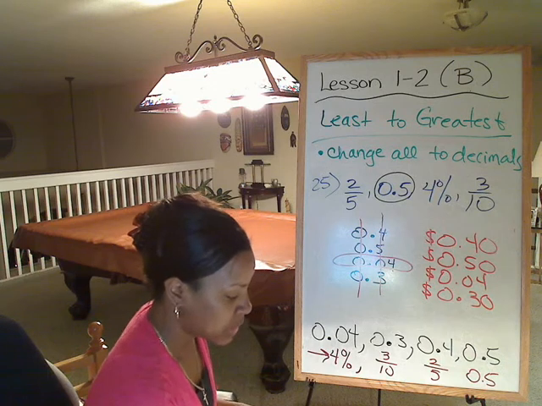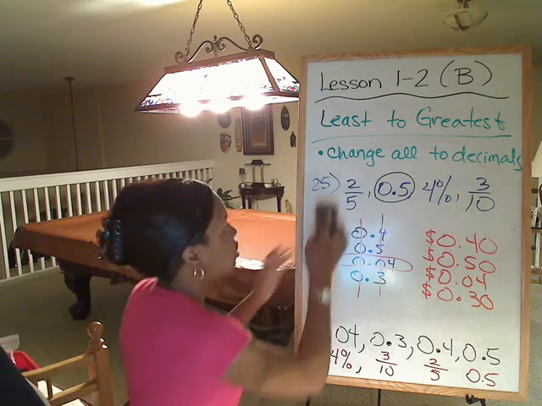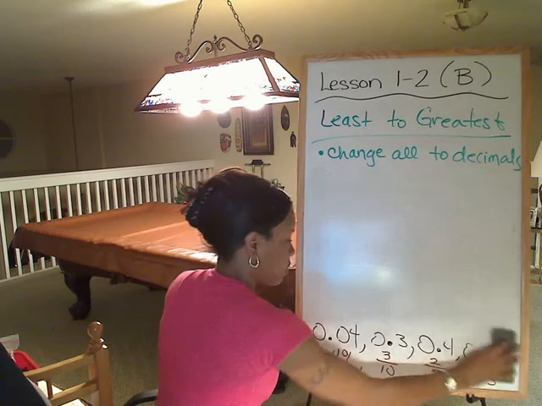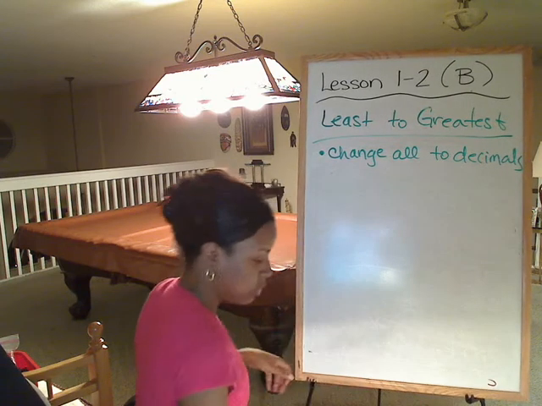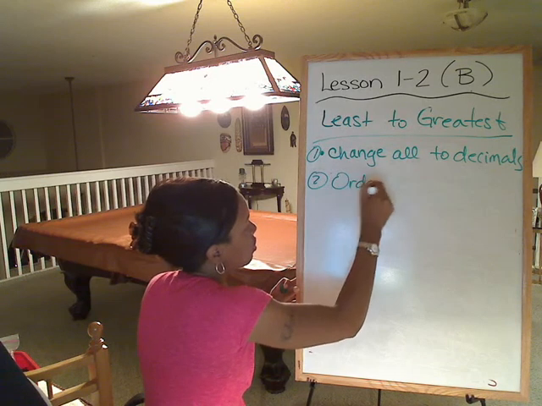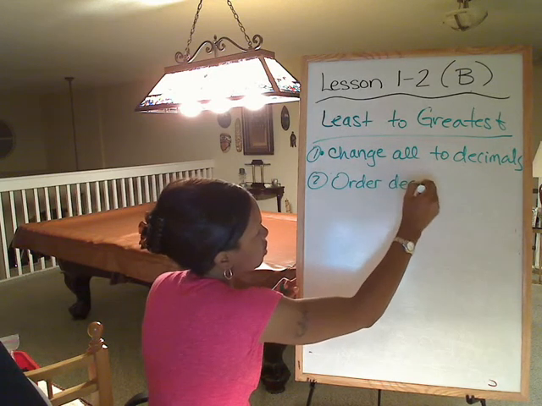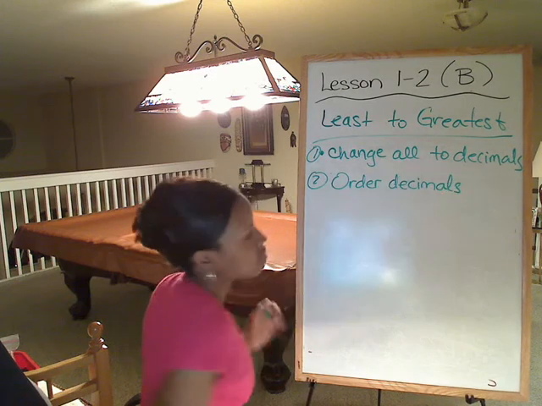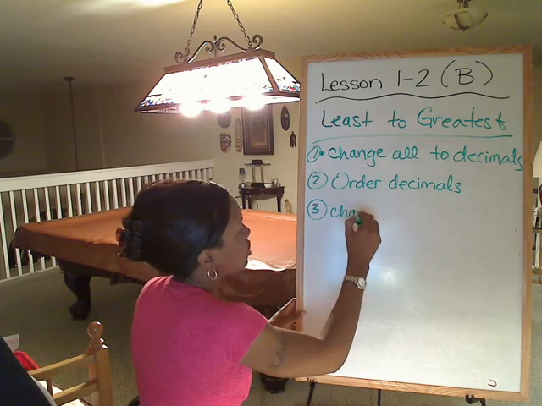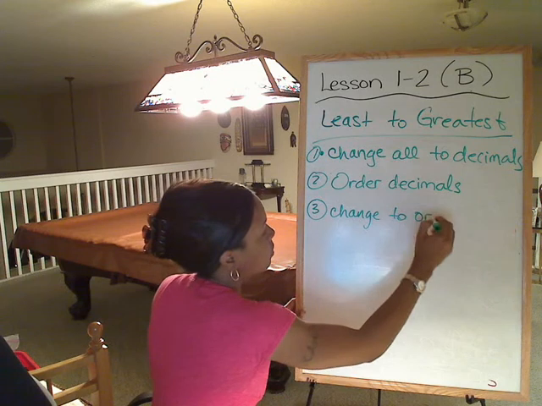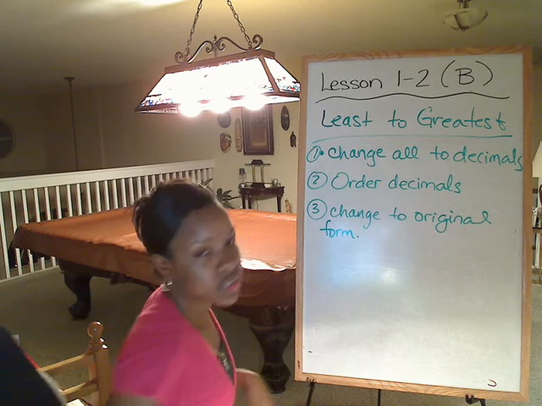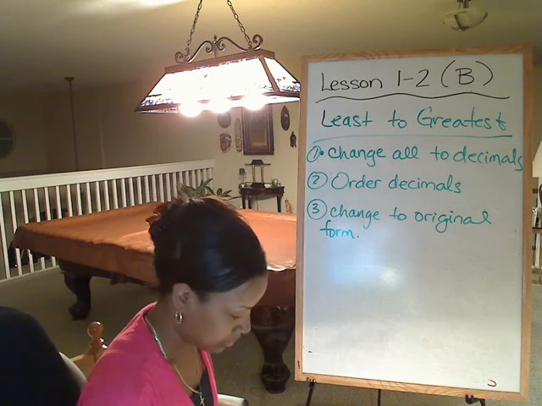So maybe I'll give you some steps for that one. I'll give you 3 steps. Step number 1 would be to change them all to decimals. Step number 2 would be to order decimals. Sometimes they tell you to do least to greatest. Sometimes they tell you to do greatest to least. Step number 3 would be change to original form. So if it was a fraction, change it back to a fraction. If it was a percent, change it back to a percent. Okay?